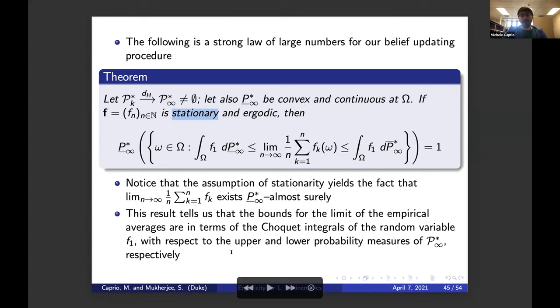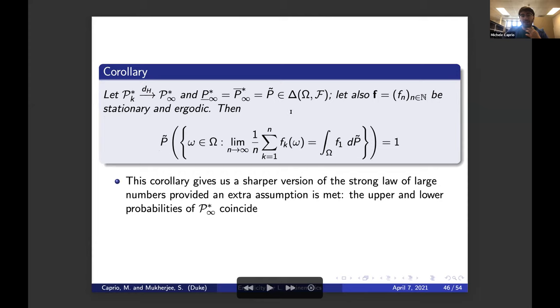We basically provide a bound for the empirical averages, in particular a bound given by expected values taken with respect to Choquet capacities. The corollary is the usual one: if the lower and upper probability coincide, then the interval shrinks down to just one element.